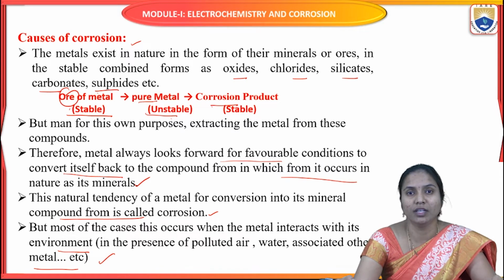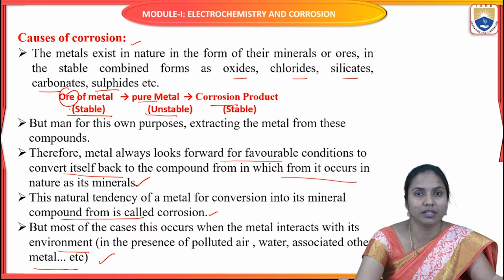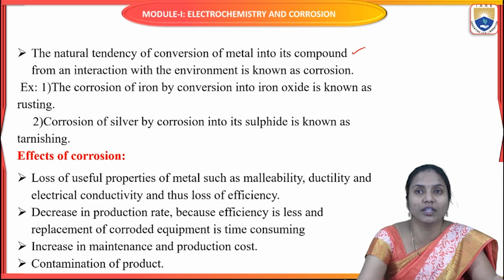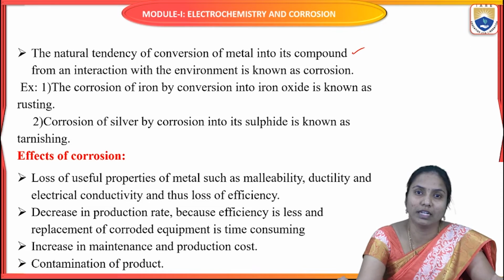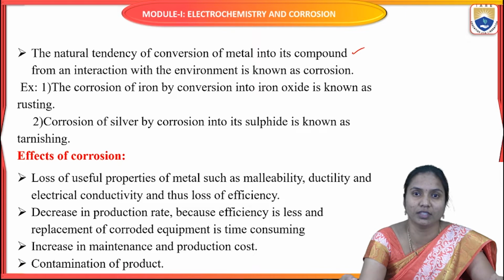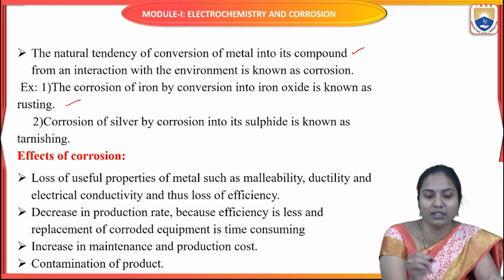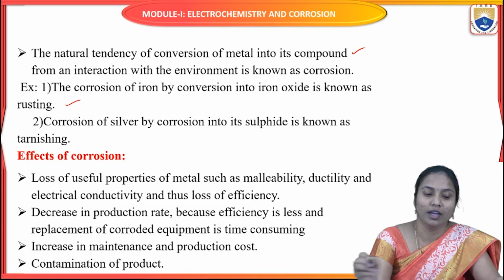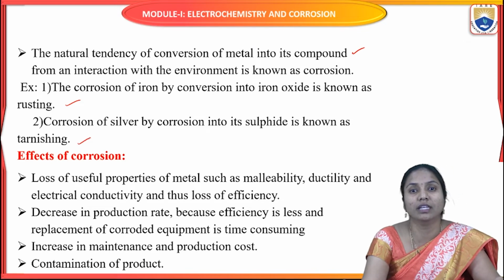One more definition: loss of metal by attacking environment or atmospheric gases on the metal surface is called corrosion. So the natural tendency of conversion of metal into its mineral compounds through interaction with the environment is known as corrosion. Already we have just discussed this. The best example is rusting of iron. Iron metal interacts with atmospheric oxygen and forms iron oxide. It is the best example of corrosion. And one more example is silver.